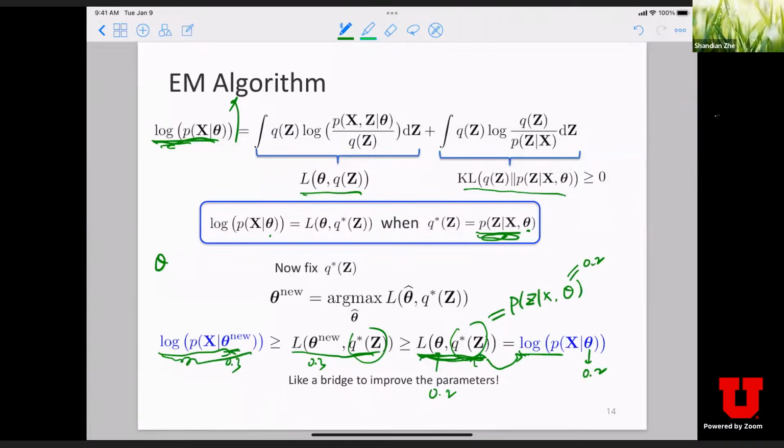So you can see that throughout this procedure, we never really compute the log marginal probability, the model evidence. We just use the lower bound. We just optimize the lower bound. But we can guarantee that your update of the lower bound will increase the model evidence. So the lower bound is like a bridge to push your optimization toward an increase of the model evidence.